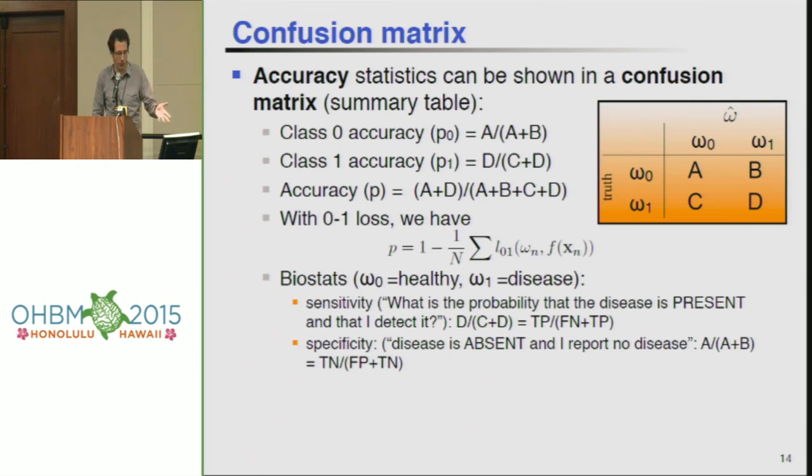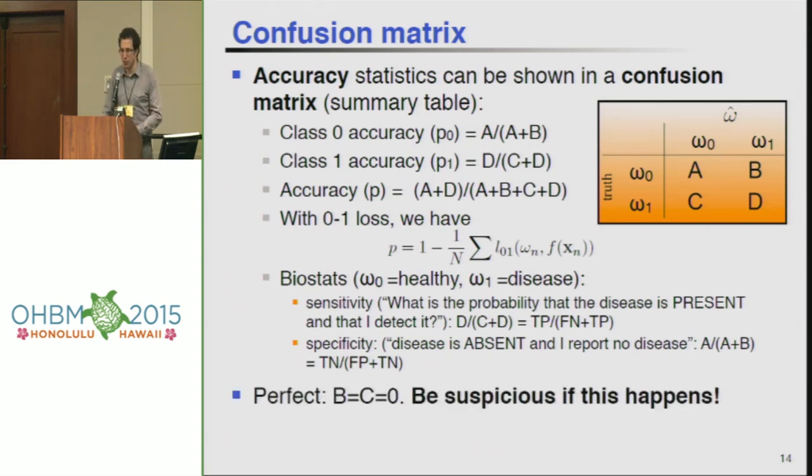Okay, that's why people use the 0-1 loss, because it's a nice way to compute the performance afterwards. If you're interested in biostatistics, let's say omega 0 is a healthy person, and omega 1 is a diseased person, a patient. Then sensitivity you can again compute from this table, D over C plus D. Specificity you can compute from this table, etc. Same for positive predictive value and negative predictive value. So basically, this is a table that tells you a lot of things about the classification problem.